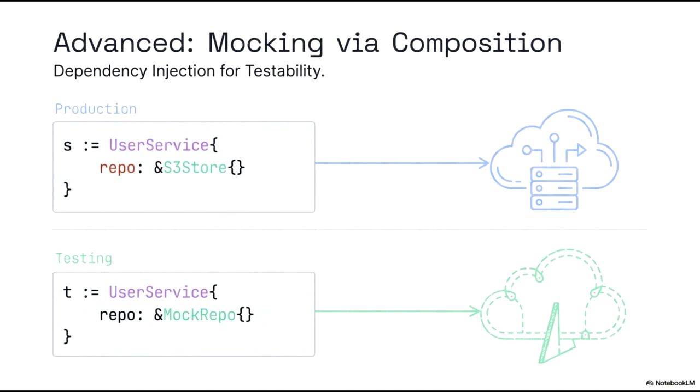Because our service uses composition, we can easily inject a mock repo instead of the S3 store. This allows us to simulate various scenarios and edge cases in a controlled environment without ever touching the actual cloud. This pattern decouples our components, making our codebase more flexible and our tests much faster and more reliable.